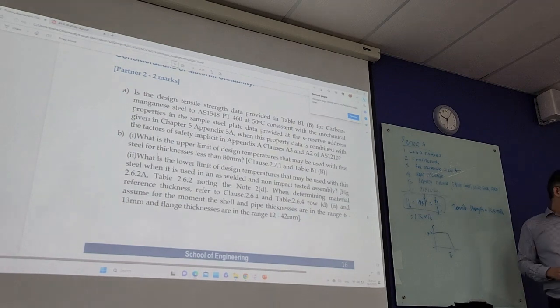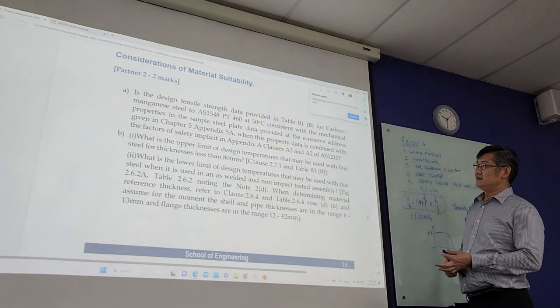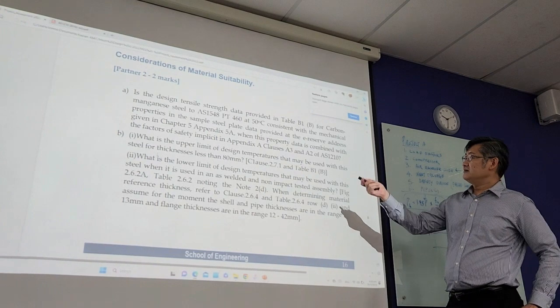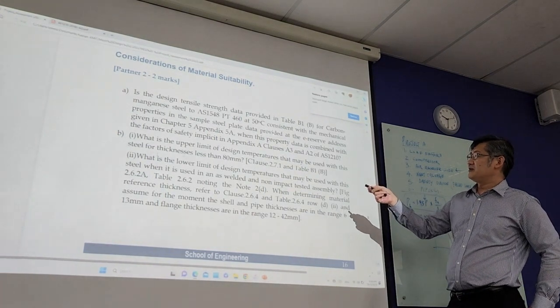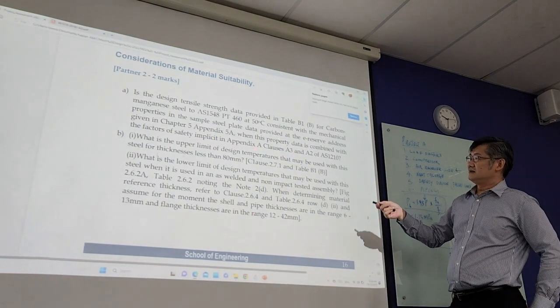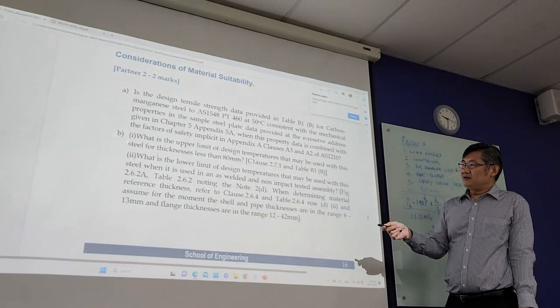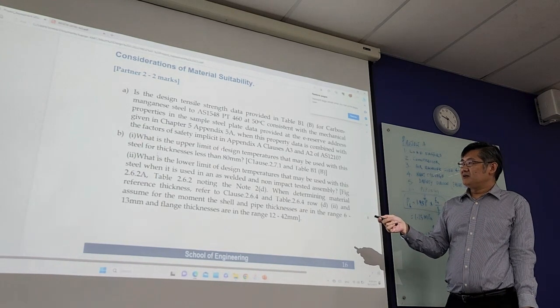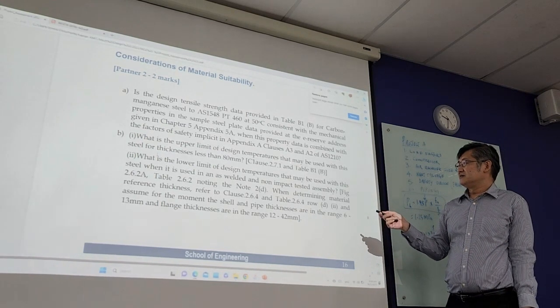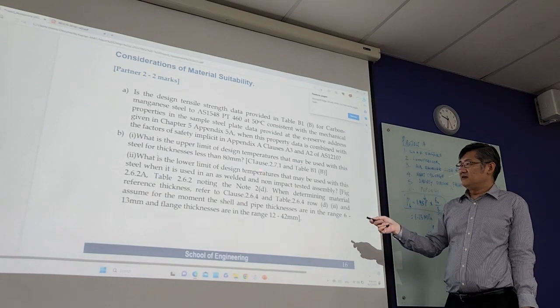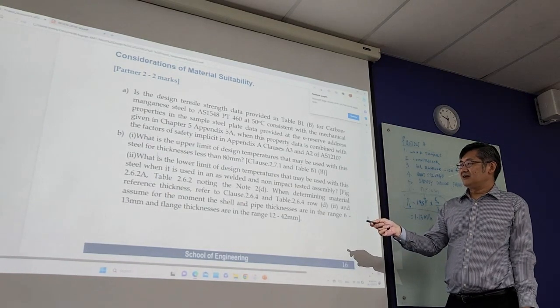Alright, so question A, no problem. Design strength, design tensile strength. You know how to find out: 133 megapascal. Now come to question B, part 1. What is the upper limit of design temperatures that may be used with this steel for thickness less than 50 mm?